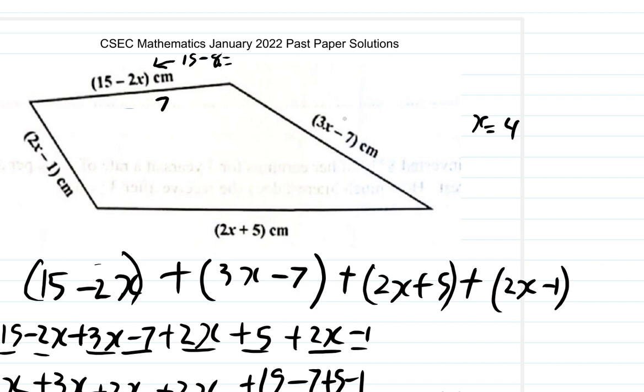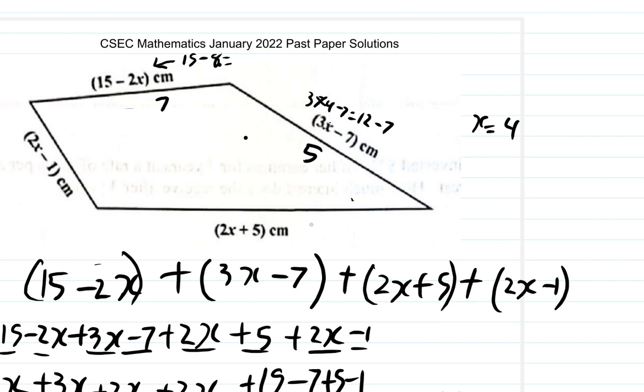This part would be 3 times 4 minus 7. 3 4s is 12 minus 7. Alright? 12 minus 7 is what? 7, 8, 9, 10, 11, 12. That's 5. So that would be 5.